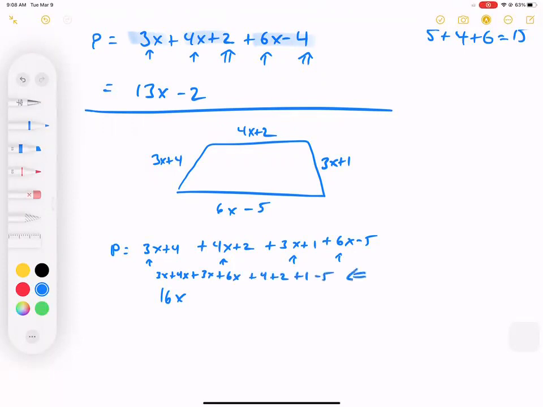Now, you don't have to write this line here. This is just for me to demonstrate to you guys what I'm doing. So when I add up all the x's, 3x plus 4x is 7, 7 plus the 3x is 10, and that 10 plus the last one, 6x, adds up to 16x, okay? So why don't you guys do the numbers for me real quick? Let's see if you guys can add those quickly.